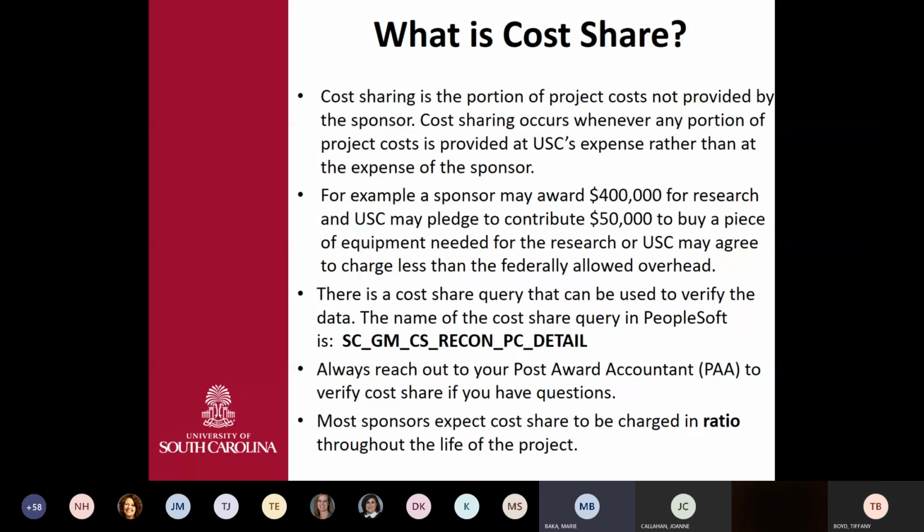I would say with cost share, more and more sponsors are watching whether it's in ratio or not, closer and closer. So you may have had an award that your department or your faculty member has had for, I mean, we had some that have been going on for a decade. And now the agencies are pushing really hard for cost share and direct charges to be directly in ratio. And if the cost share is not there, like Tiffany said, we're not able to invoice the true costs on the award.